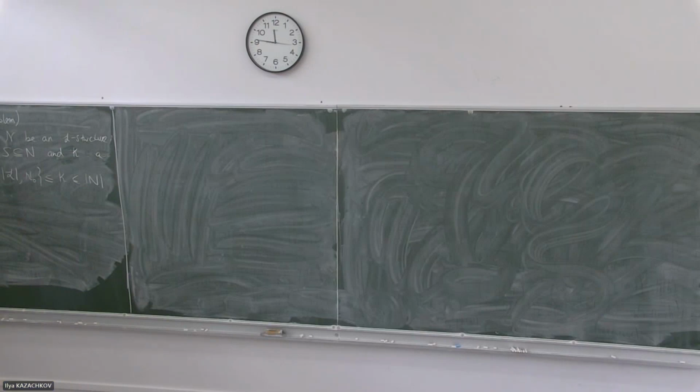Then there is an elementary substructure M of N, such that M has cardinality exactly kappa, and it contains S.